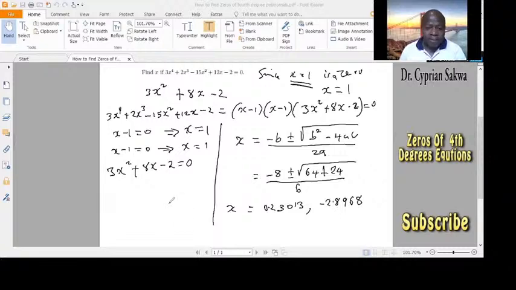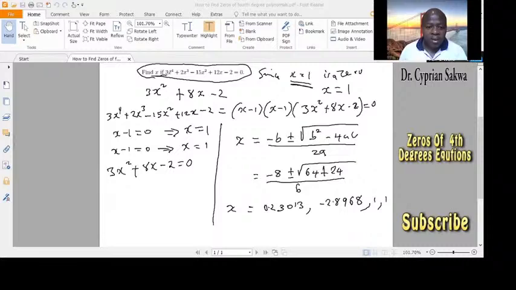So we have our solution to this equation. We have our zeros. Our zeros are x equals that, x equals that, or x equals 1, as we saw here, because this must have 4 solutions. And these are our 4 solutions. That is how I solve this equation of degree 4.